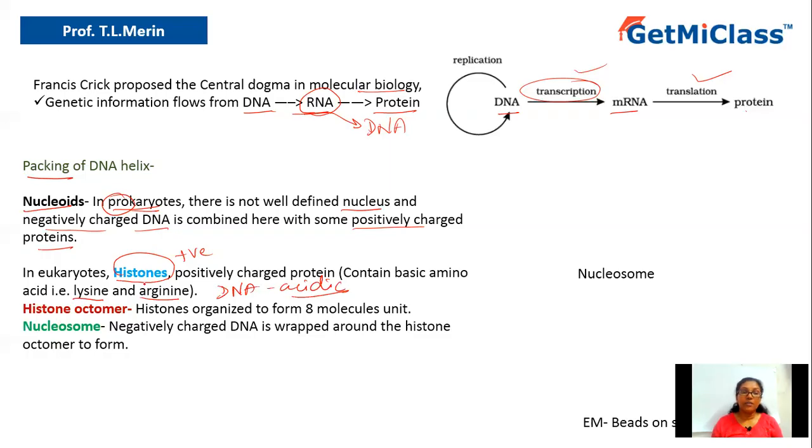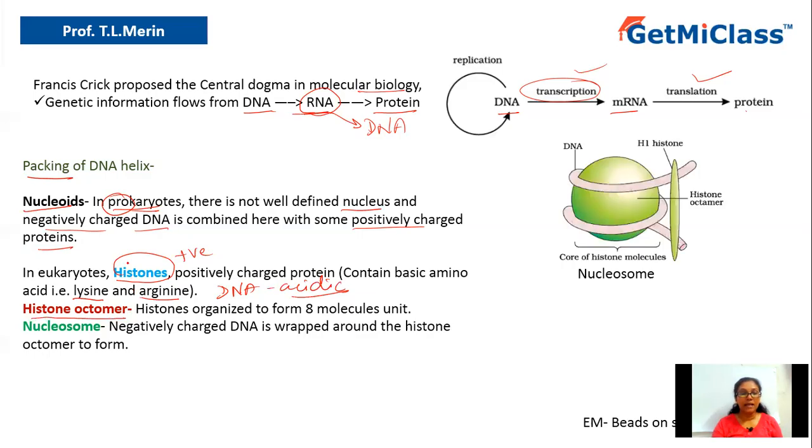Then, when we're talking about association of histone proteins with DNA, we are actually talking about the histone octamer, which is very important, around which the DNA is coiled. And that structure we call the nucleosome, where the DNA is wrapped around the octamer of histone protein. Octamer means it consists of 8 subunits. Which are the 8 subunits? H2A, H2B, H3, and H4, all in 2 numbers.